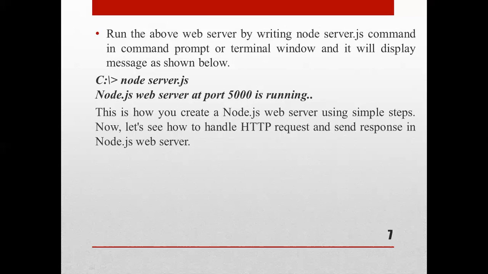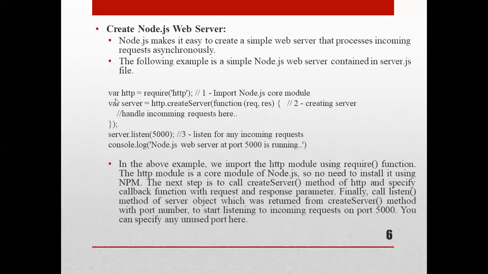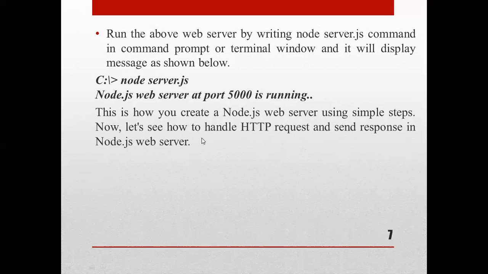Then how do we run this? Run this code by writing node server.js, where server.js is the file name, in the terminal window or command prompt. It will give us the message that we have written in console.log: Node.js web server at port 5000 is running. So this is how we can create a Node.js web server using simple steps.